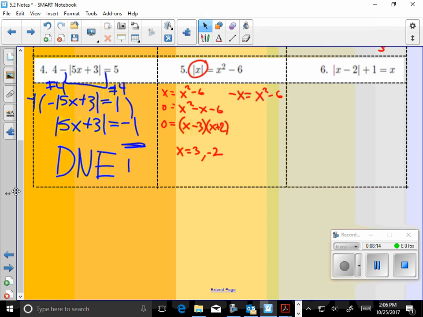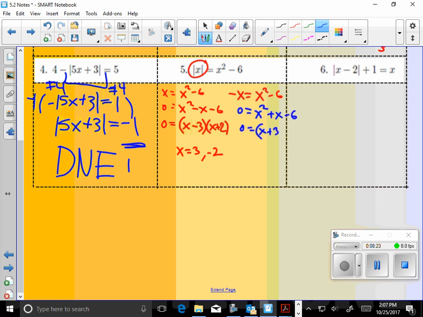Okay, the other side of things over here, I'll get 0 equals x squared plus x minus 6. All that's going to do is alternate and make this a positive 3 and a negative 2, which in this case gives us x equals negative 3 and positive 2. Now, only 2 of these are going to work. Only 2 of them are going to work, right?